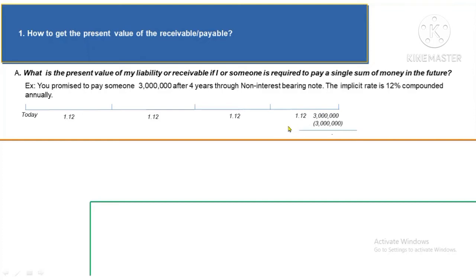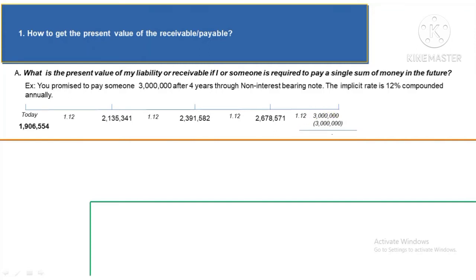So 3 million divided by 1.12, you will have 2,678,571. Divided by 1.12, we have 2,391,582. Another divide by 1.12, 2,135,341. And the last, divide it by 1.12, and you're going to get 1,906,554. So your liability is only 1,906,554. It became 3 million because the 3 million includes interest.